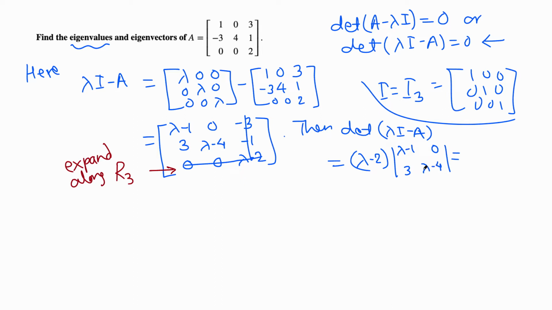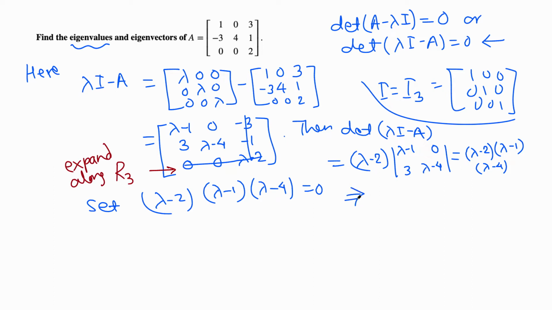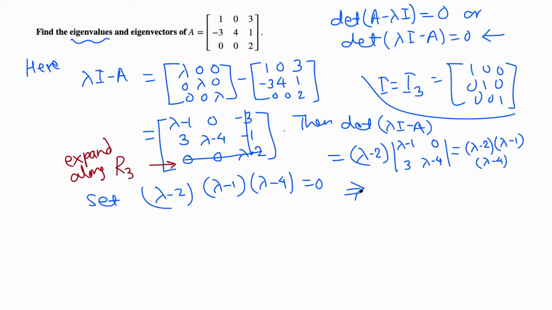We know how to find this. We just multiply this way, minus 0. So we have lambda minus 2 outside, and multiplying these two we get lambda minus 1 times lambda minus 4, minus 0, which we don't need. So this is the determinant of lambda I minus A. We set lambda minus 2 times lambda minus 1 times lambda minus 4 equal to 0, and we get the eigenvalues: lambda equals 2, 1 and 4. So we got 3 distinct eigenvalues.